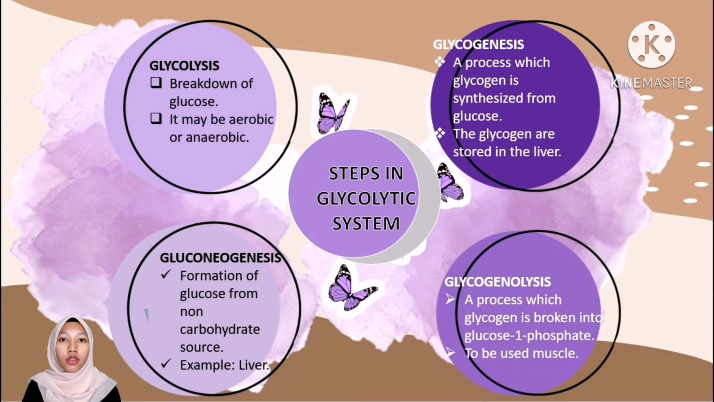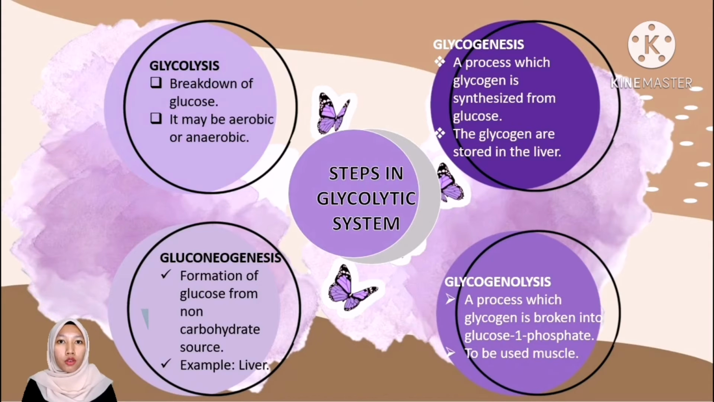So the first step is called glycolysis. It is the breakdown of glucose. It can be anaerobic or aerobic. So the next one is glycogenesis. It is a process in which glycogen is synthesized from glucose. Then the glycogen will be stored in the liver.